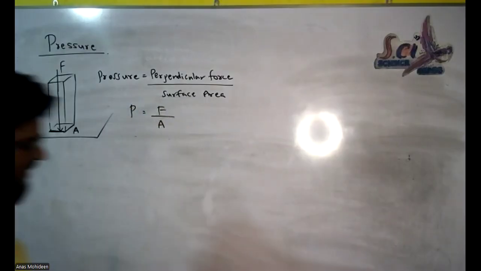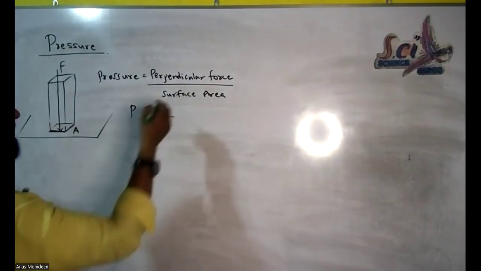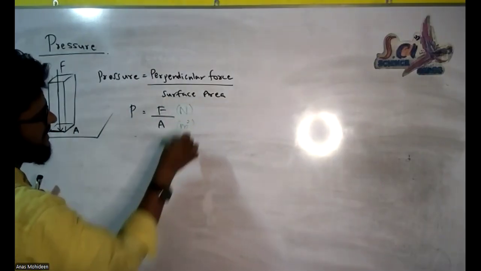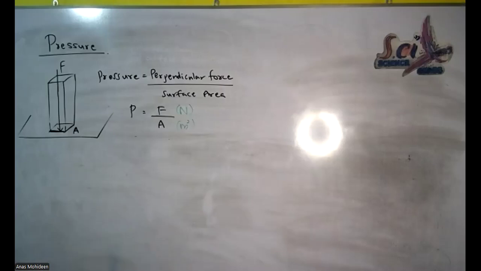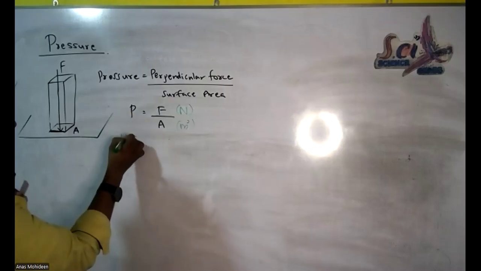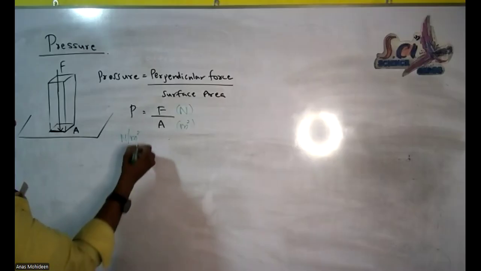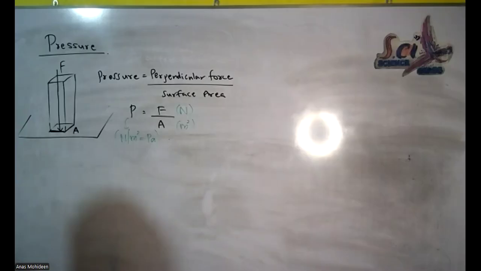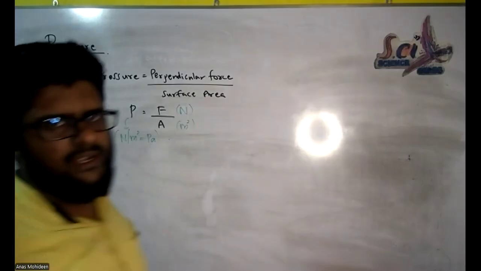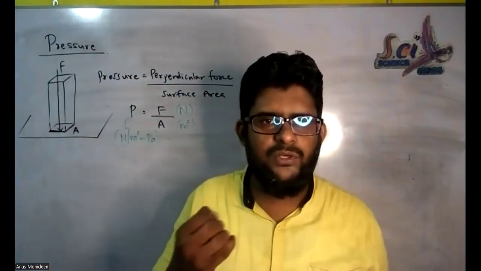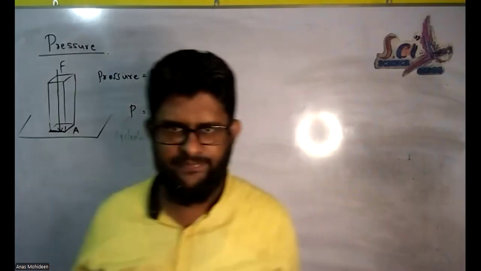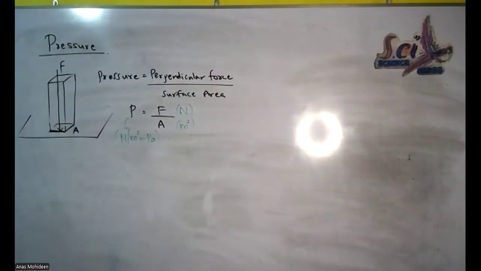P is equal to F over A, where the force is measured in newtons, area is measured in square meters. So pressure should be Newton per square meter, which we take equal to Pascal. Right? So 1 Newton per square meter is equal to 1 Pascal. So Pascal is the standard unit that we use to measure pressure. Alright. So P equals F over A.